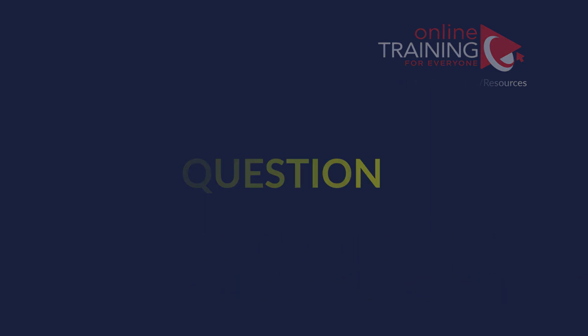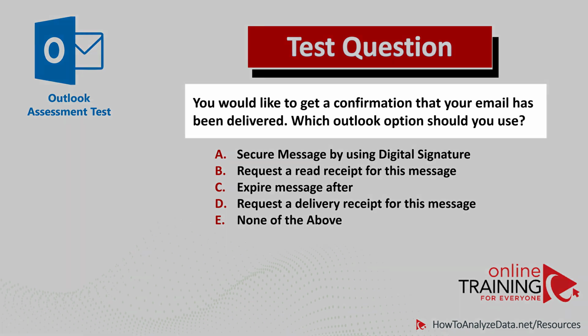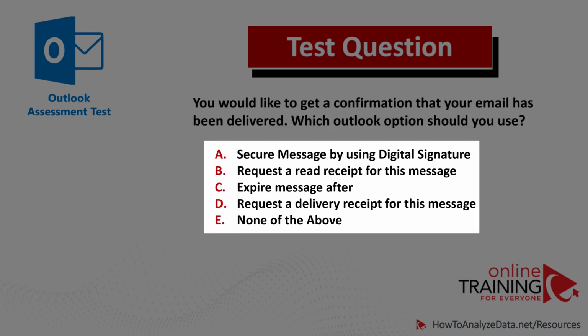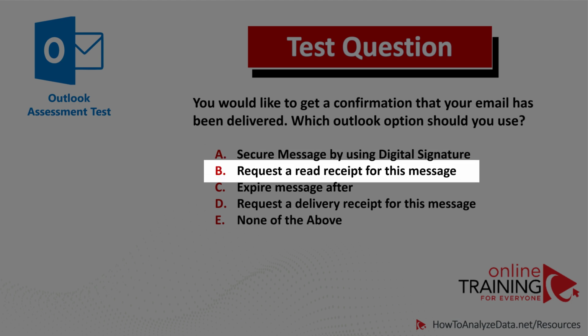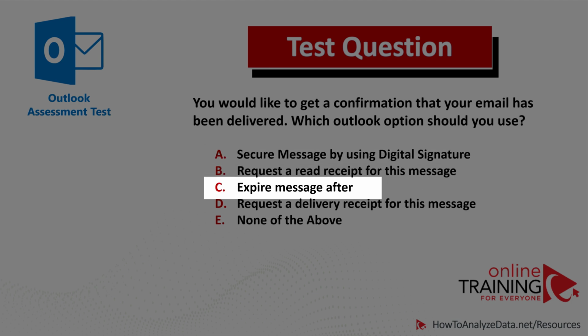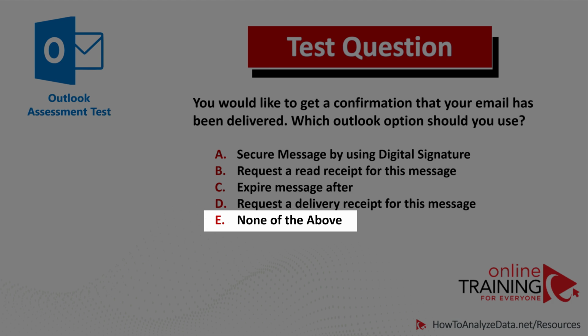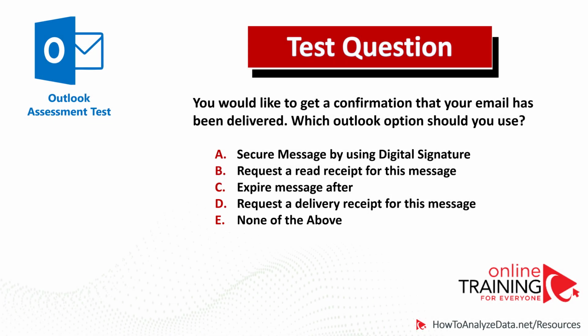Let's look at the interesting and tricky question you often see as part of the assessment test. You would like to get a confirmation that your email has been delivered. Which Outlook option should you use? And you have 5 different choices. Choice A, secure message by using digital signature. Choice B, request a read receipt for your message. Choice C, expire message after. Choice D, request a delivery receipt for this message. And choice E, none of the above. Do you think you know the answer? Let's see how we can get to the correct answer together.